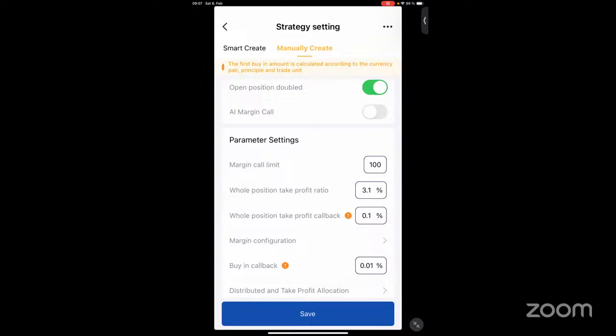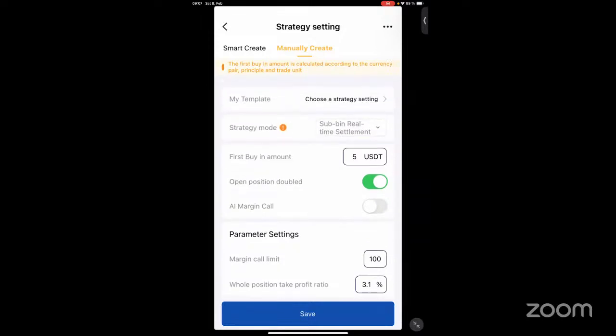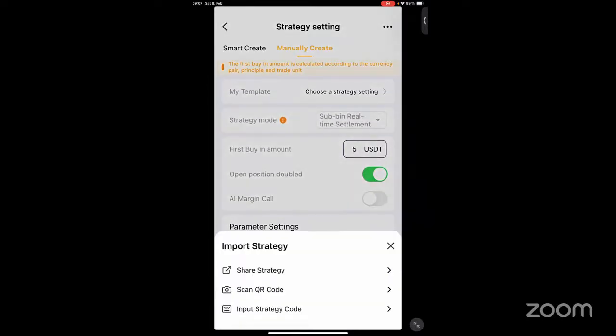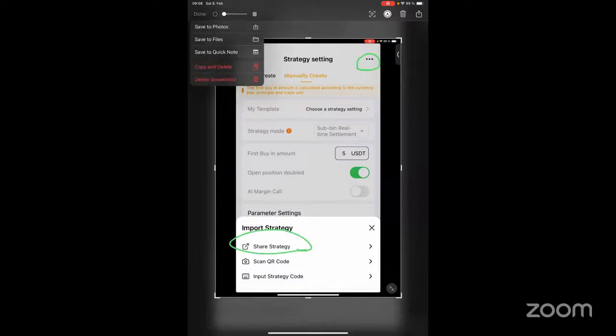Now, let's look at how to copy this trade settings to someone. I just tap on the three dots at the top right corner here on the coin I'm already trading or on where I want to copy the trade settings. I go to share strategy.